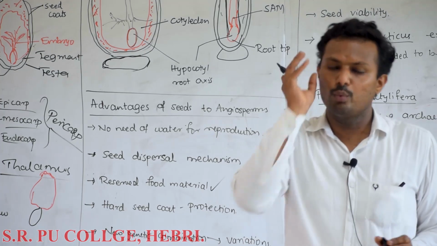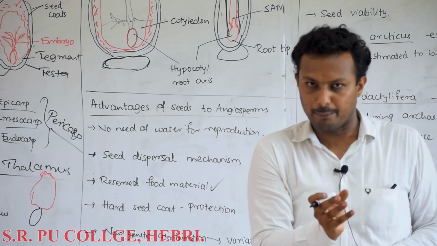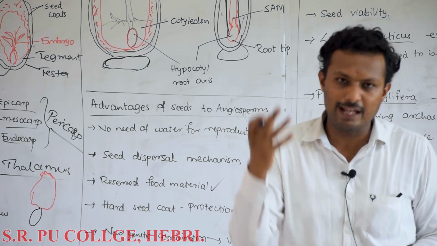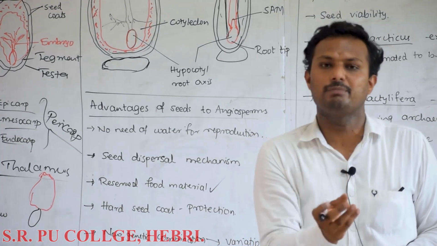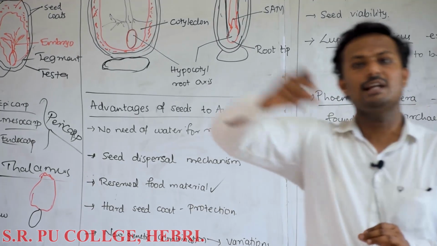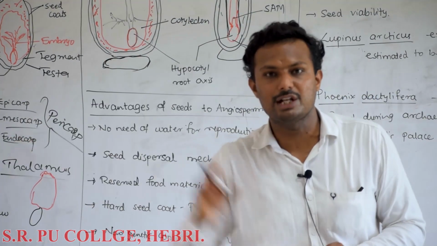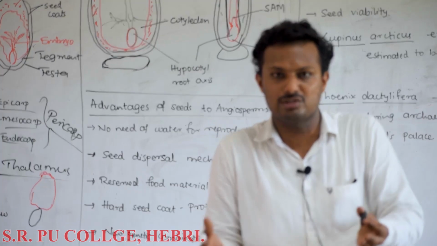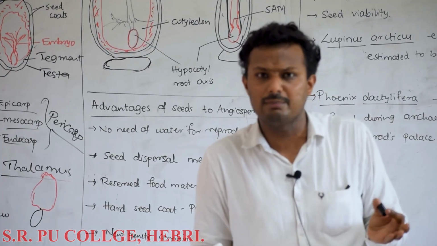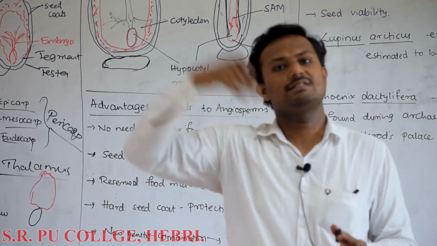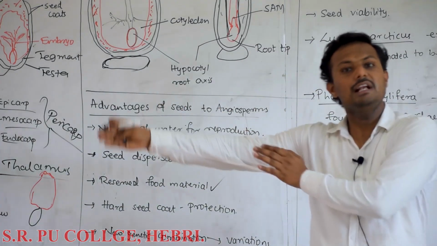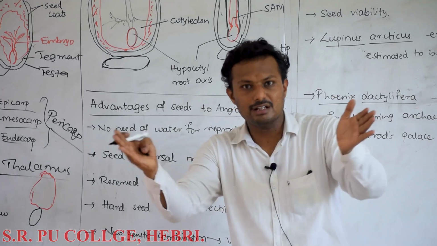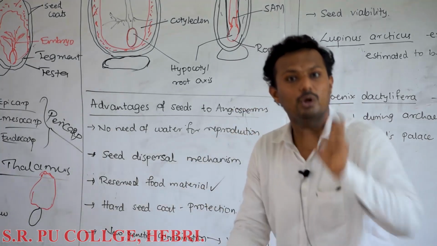Viability means, once the seed is dispersed from a fruit, either mechanically or naturally, when a seed is released by a plant body from a fruit, it has to go and meet favorable conditions: the required moisture level, soil, everything should be favorable. Only then will the seed germinate. So from the release of the seed until it germinates, during this time the embryo should not die.